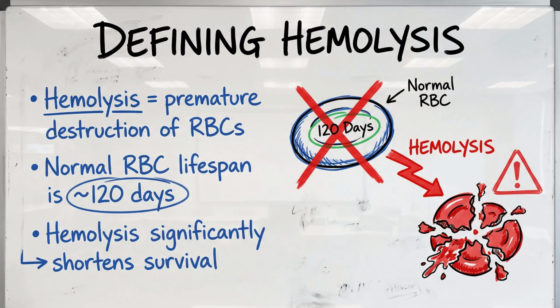It's a peaceful end. But in hemolysis, this survival time is significantly shortened. We're talking days or even hours instead of months. The cells are being destroyed long before their time. And when this happens, the body has to scramble to keep up. The bone marrow has to kick into overdrive to replace the lost cells, and the liver has to work overtime to clean up the mess of the broken hemoglobin. Hemolysis isn't just a low red count, it's a state of high turnover chaos.